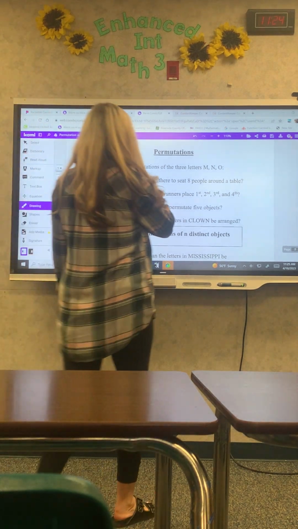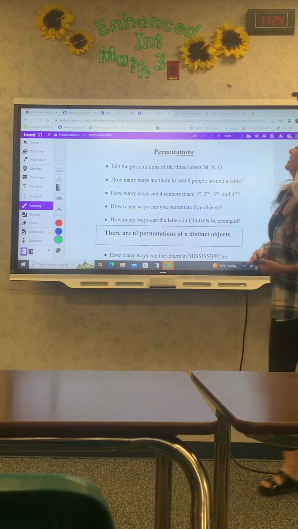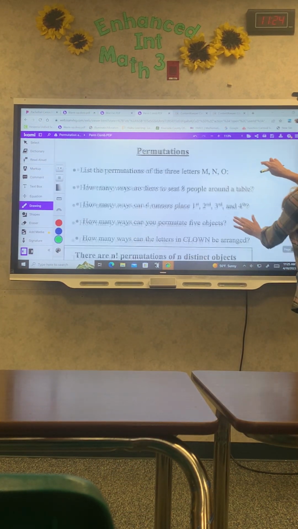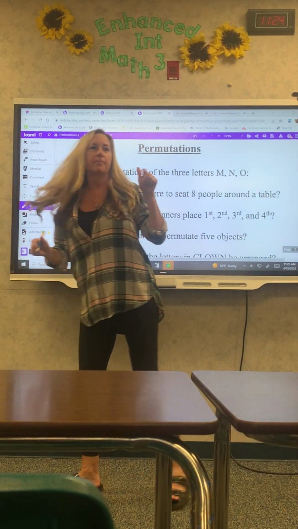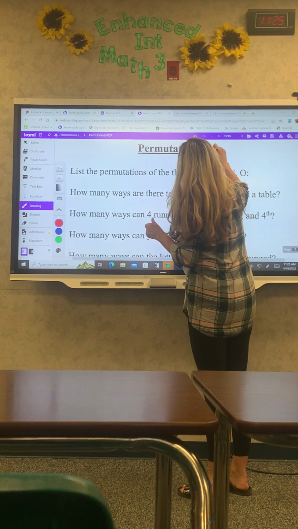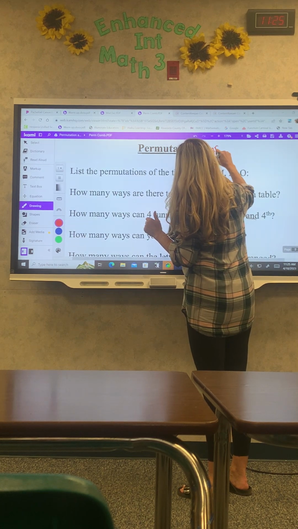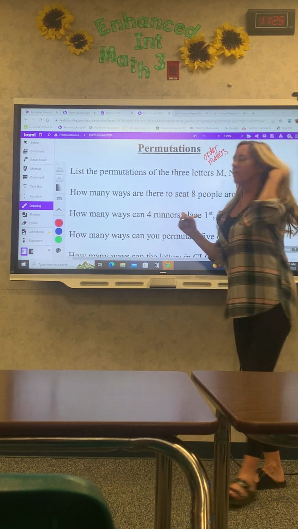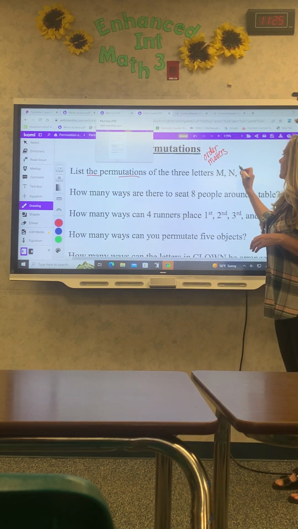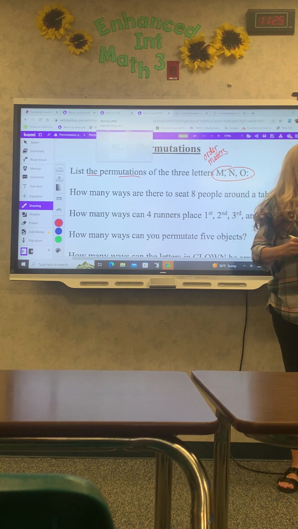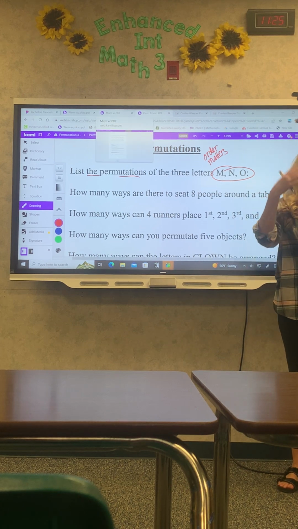Okay, all right, so they give us some examples of permutations on the next page. So remember what's a permutation again? Order matters. All right, so the first one says, list the permutations of the three letters M, N, O. So it's all the ways you could mix those up.